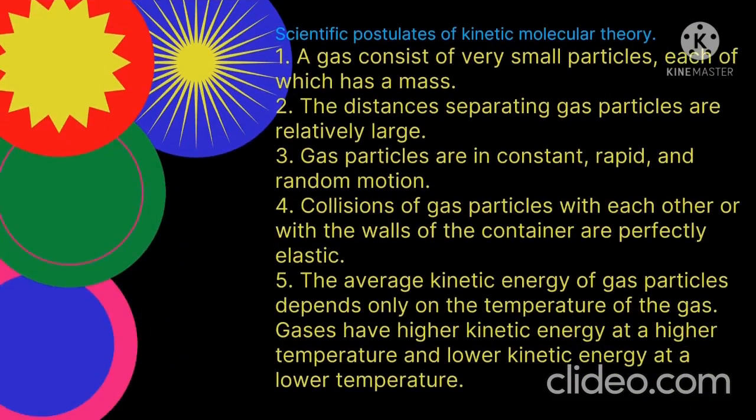Now, there are 5 scientific postulates of the kinetic molecular theory, or the KMT. Number 1, a gas consists of very small particles, each of which has a mass. Number 2, the distances separating gas particles are relatively large. Number 3, gas particles are in constant rapid and random motion. Number 4, collisions of gas particles with each other or with the walls of the container are perfectly elastic.